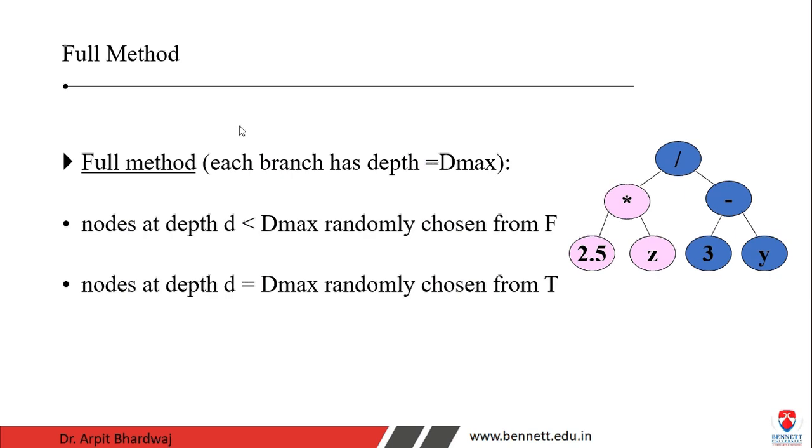Full method. In the full method, each tree in the population grows to its maximum depth. For example, if we want to grow a tree till depth 2, then neither the left child nor the right child of the tree at depth 1 can be chosen from the terminal set. It has to be from the functional set.